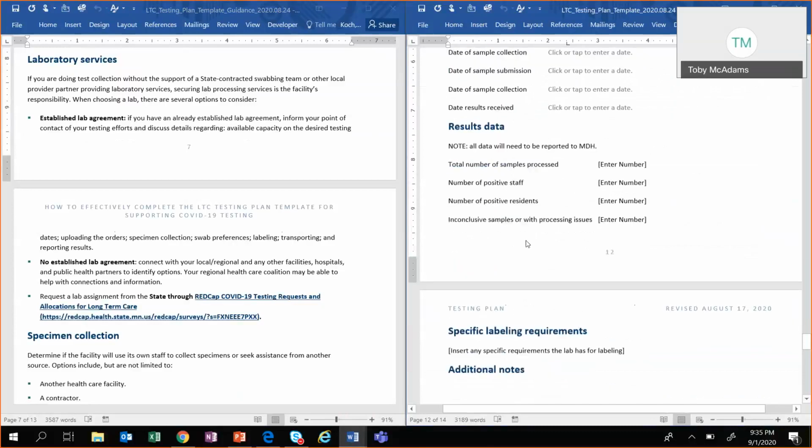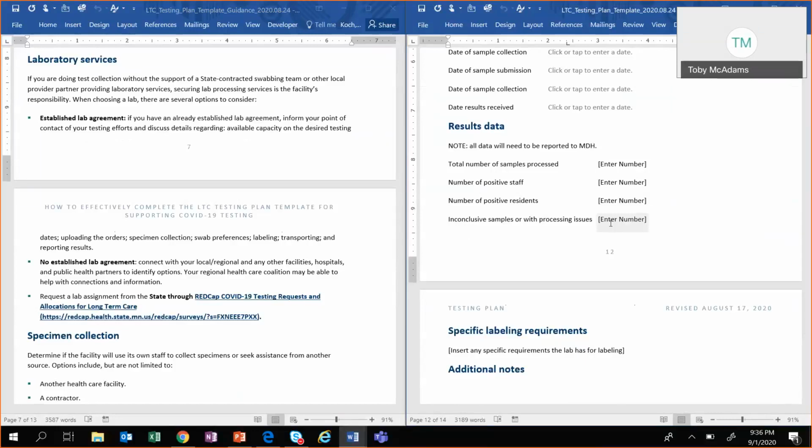And this is where it's going to be key for you to have the data on the number of samples processed, what are the number of positive staff and positive residents, and were there any inconclusive samples and how many? And the point being here is that you want to have a source of truth. So with every testing that has been implemented, every testing cycle that you enter and complete, you want to make sure that you have a running list of the data.